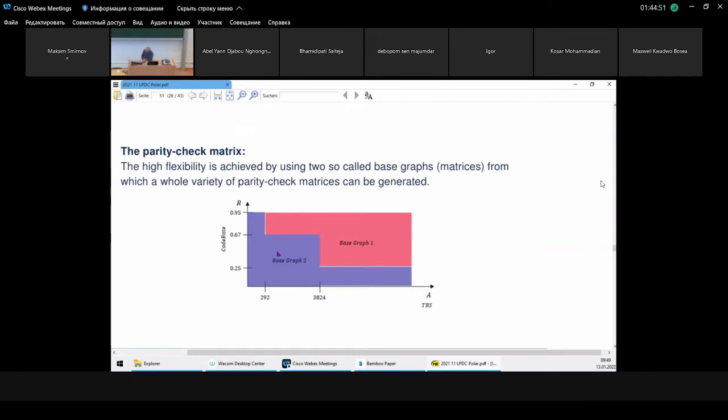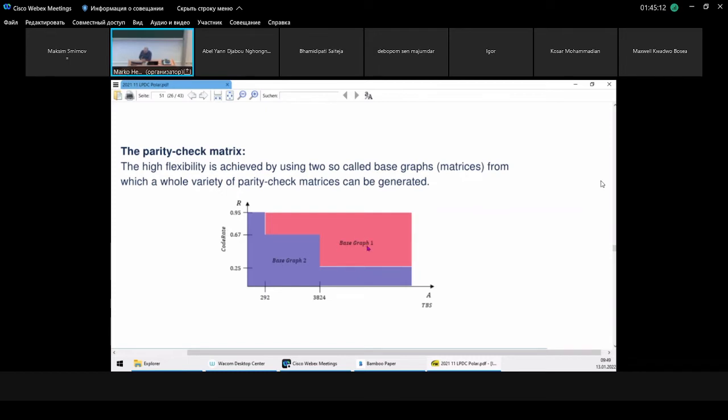So let's actually see how this is working. In the standard of the 5G system, you will find so-called base graphs. Those are the matrices that basically define how your parity check matrix will look like.